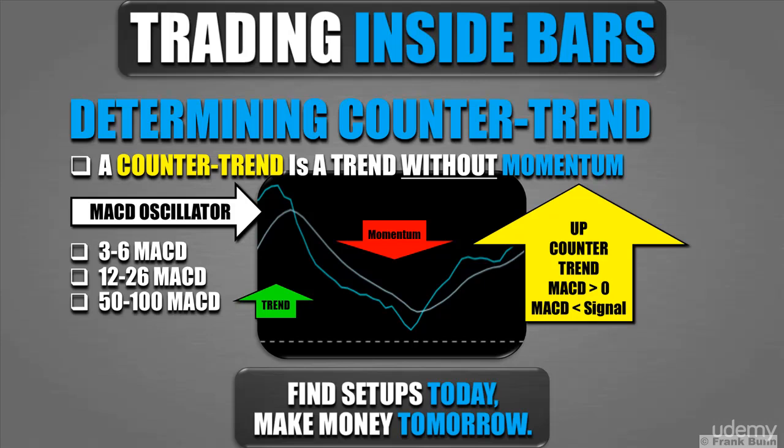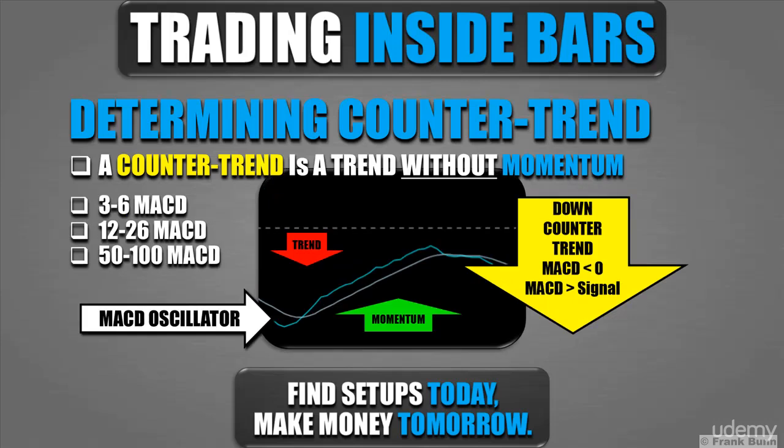A countertrend is a trend without momentum. In this instance, we see an up countertrend where the MACD is greater than the 0 line but less than the signal line. The trend is up, momentum is down. This applies to an MACD with any of the parameters. Conversely, if the MACD is below 0 but above the signal line, we have a down countertrend. In this instance, we can see the MACD oscillator is down and momentum is up. Again, this applies to any of the MACD parameters. Remember, a countertrend is a trend without momentum.